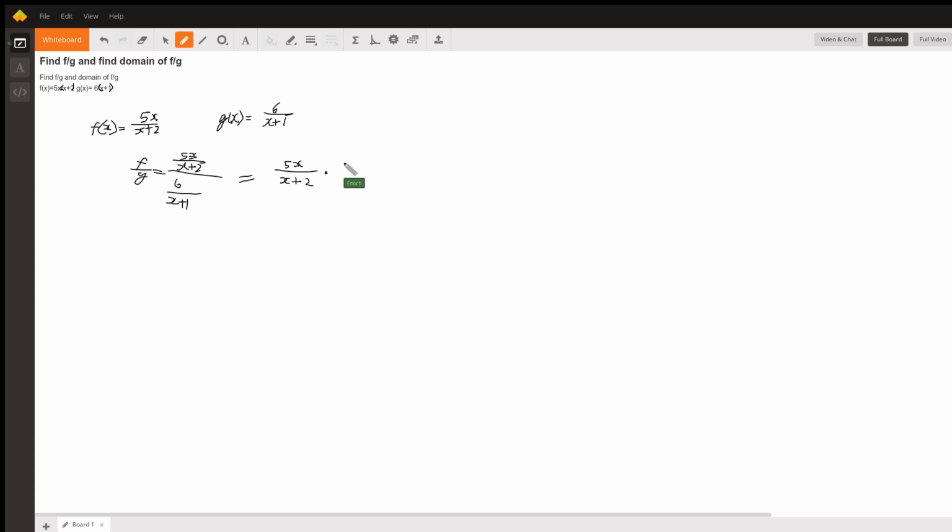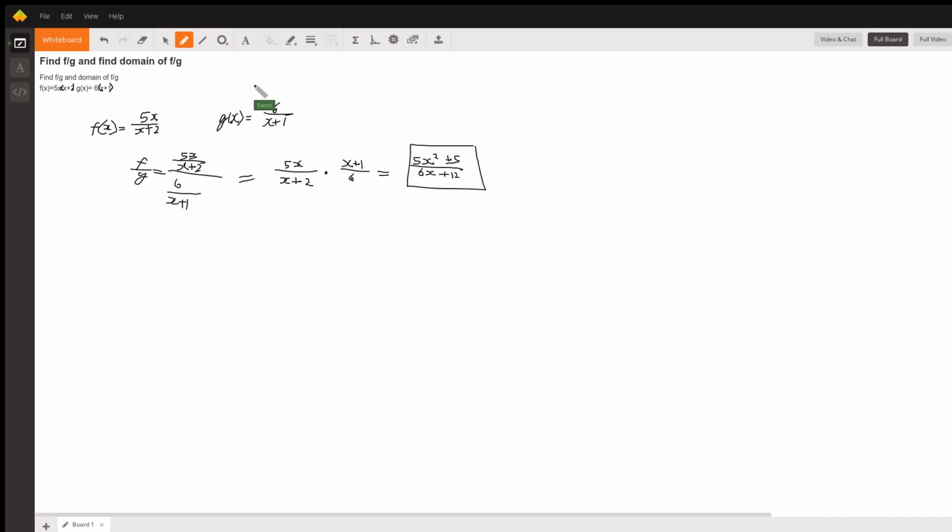So multiply x plus 1 over 6, which is going to be 5x squared plus 5 over 6x plus 12. So this is the function.